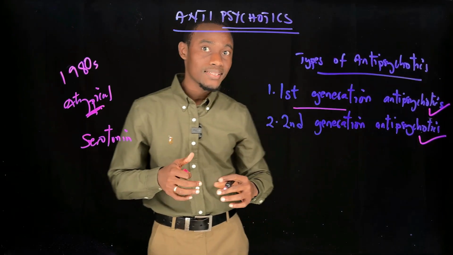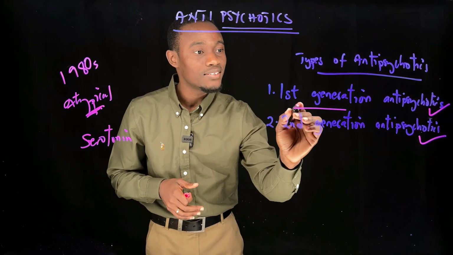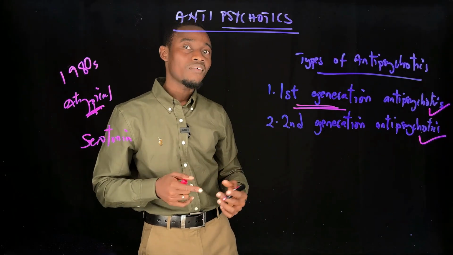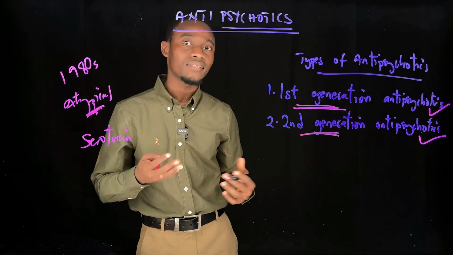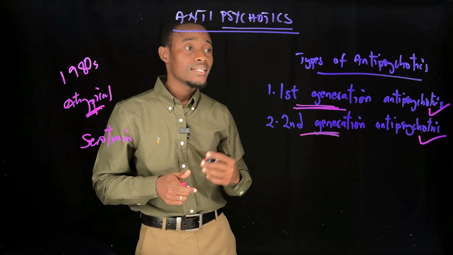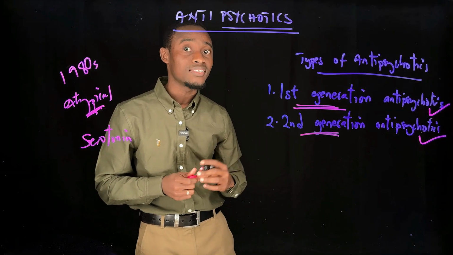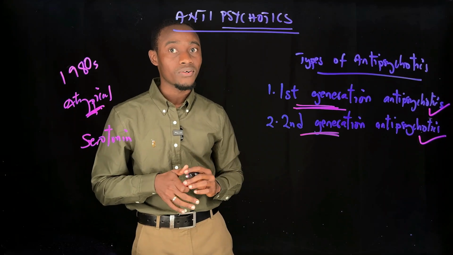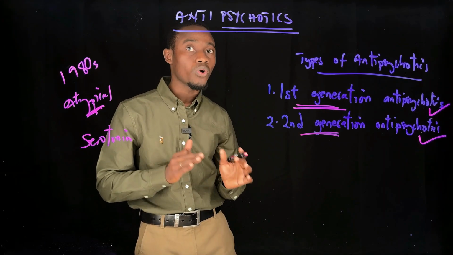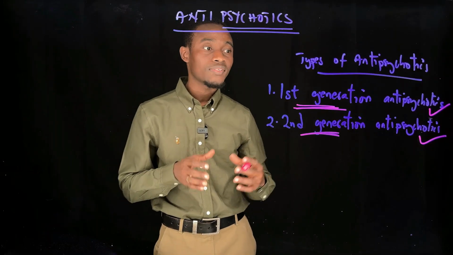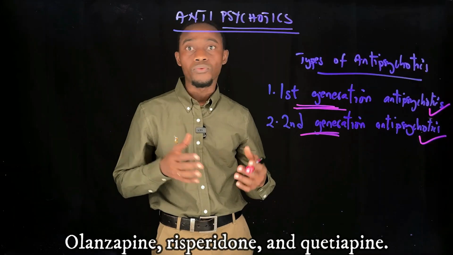Again, I need to make this distinction before I go on any further. Please understand that the first-generation antipsychotics have stronger antidopaminergic activity than the second-generation antipsychotics. In other words, the first-generation antipsychotics block dopamine activity more aggressively than the second-generation antipsychotics. And the first-generation antipsychotics do not block serotonin. They block only dopamine. Some examples of second-generation antipsychotics are olanzapine, risperidone, and quetiapine.